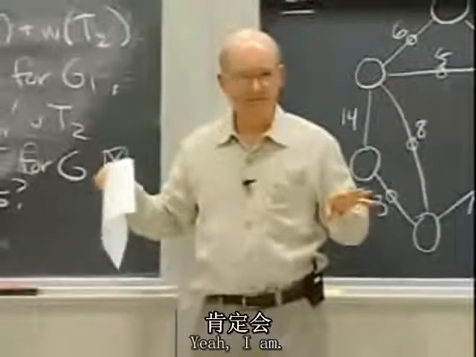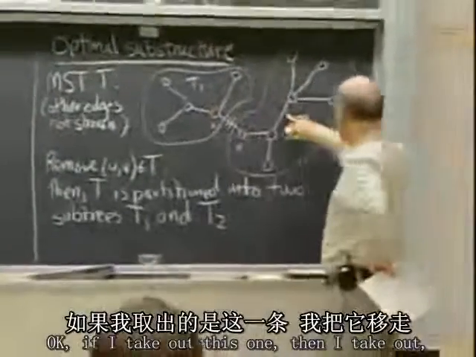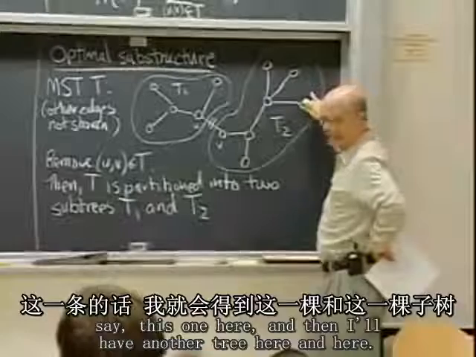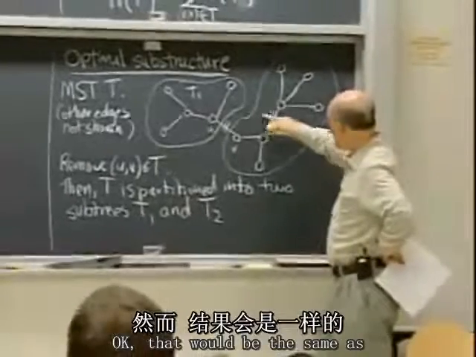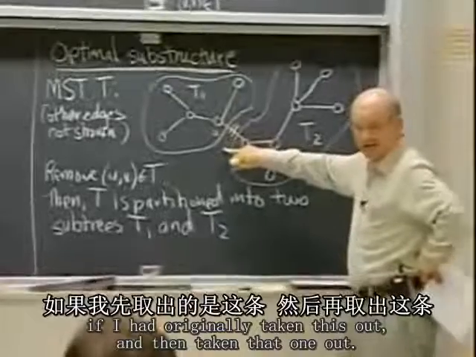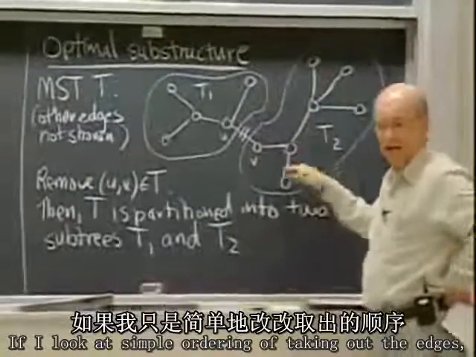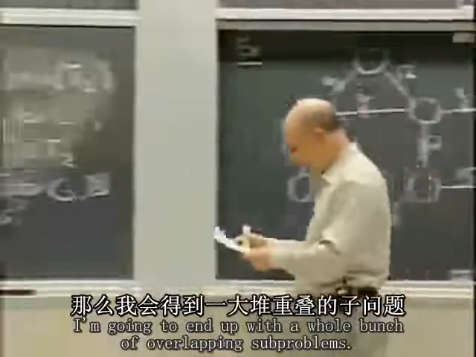Yeah, I am. Okay? If I take out this one, then I take out, say, this one here, and then I'll have another tree here and here. Okay, that would be the same as if I had originally taken this out and then taken that one out. So if I look at some ordering of taking out the edges, I'm going to end up with a whole bunch of overlapping subproblems.